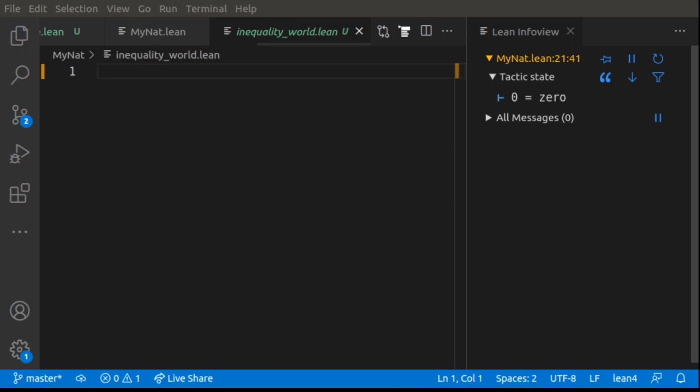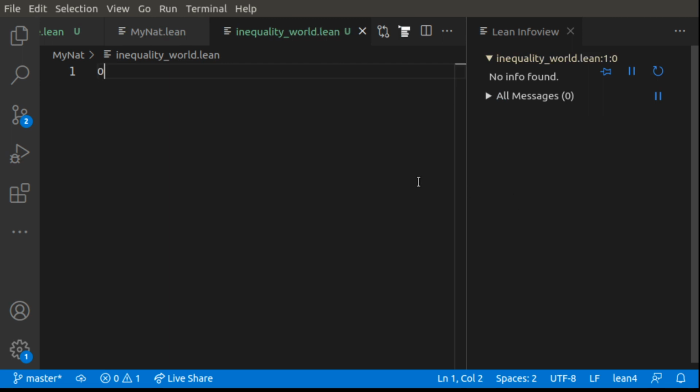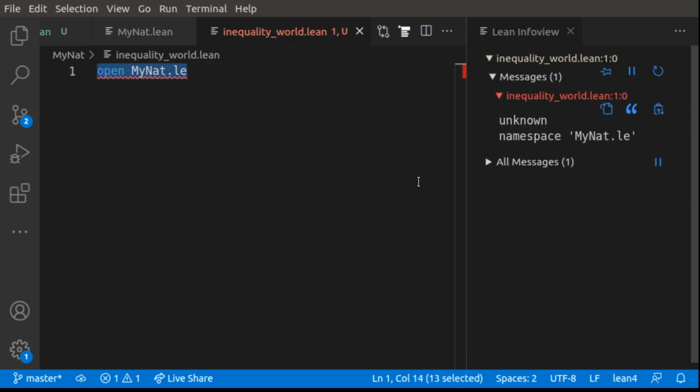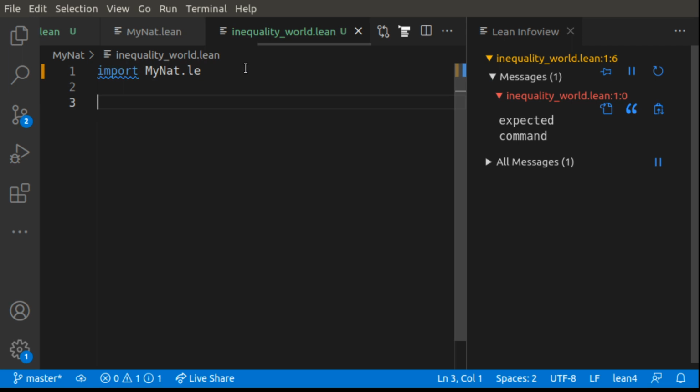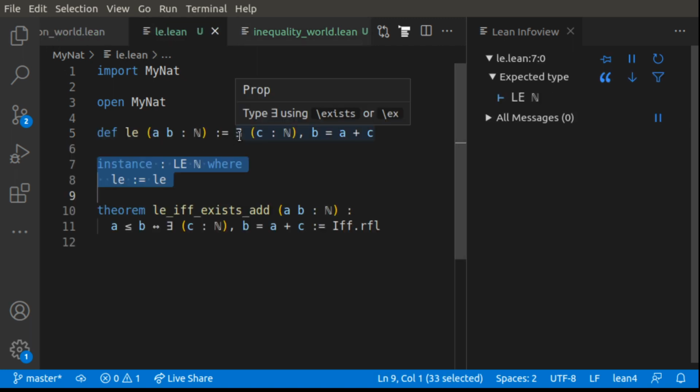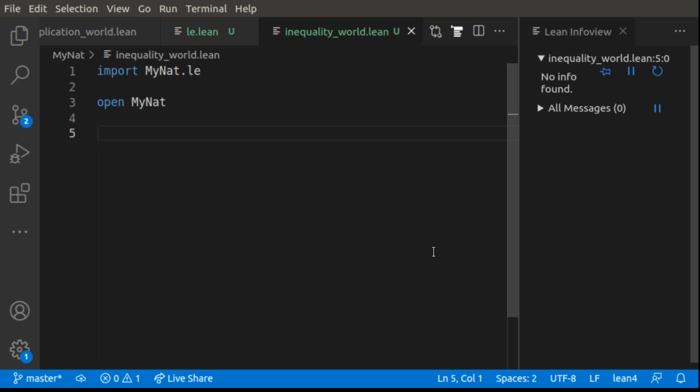And now let's open up inequality world. So we'll start with level 1 of the inequality world. We'll import mynat.le and open mynat. Nice. So we saw that there exists, and we're going to learn about a tactic with it.